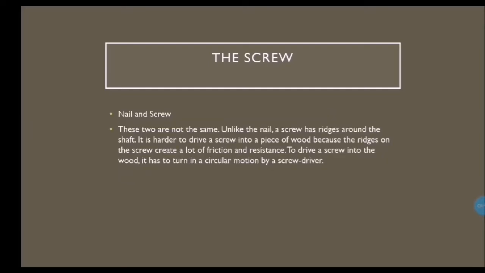Nail and screw. These two are not the same. Unlike the nail, a screw has ridges around the shaft. It is harder to drive a screw into a piece of wood because the ridges on the screw create a lot of friction and resistance. To drive a screw into the wood, it has to turn in a circular motion by a screwdriver.